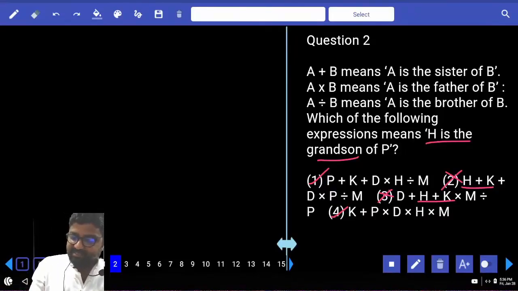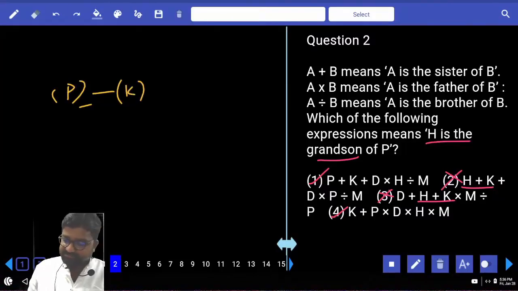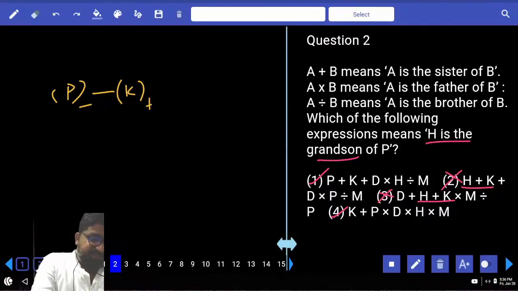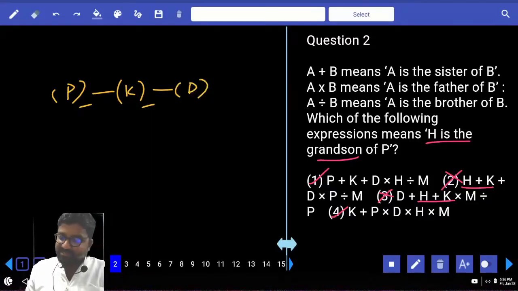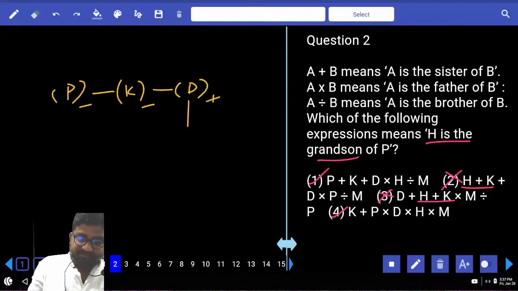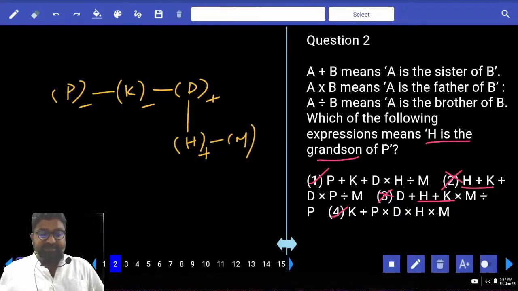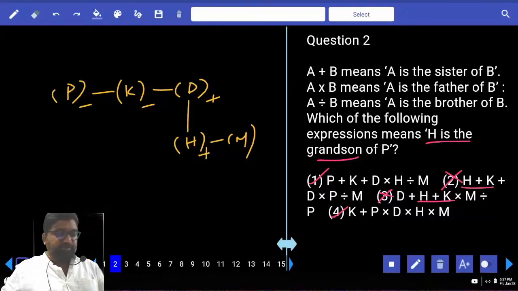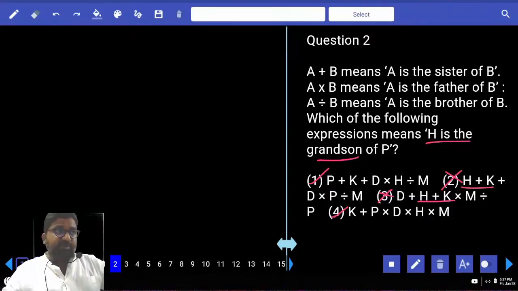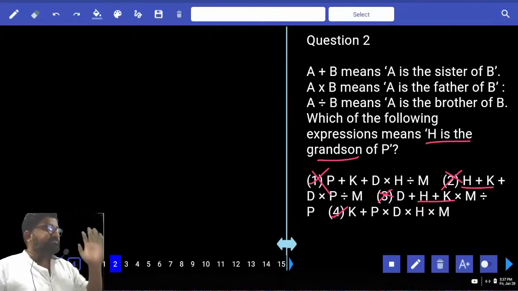P plus K. K plus D. K is the sister of D. D into H. D is the father of H. H divided by M. H is the brother of M. My question is on H being the grandson of P. Is it so? No. So obviously, will I try 4 now? No, no. Automatic answer into the 4.